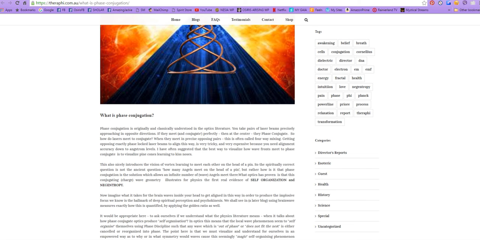I have often suggested that the best way to visualize how wave fronts meet to phase conjugate is to visualize pine cones learning to kiss noses.